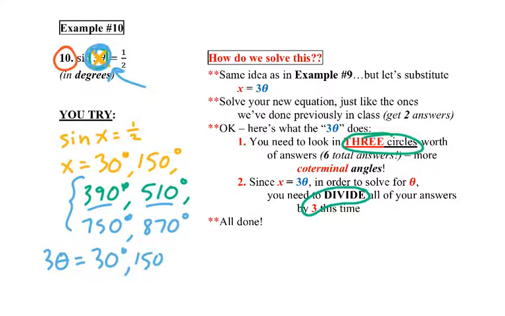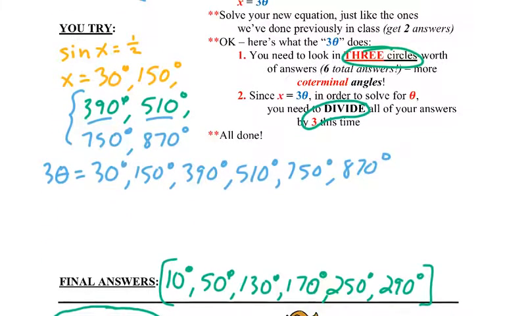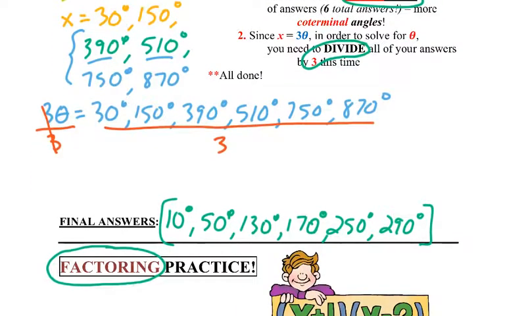Let me write them out for you really quick. And you can see what we're going to probably do in our last step to get theta all by itself, right? Well, if you beat me to it, go for it. Ready? All right, we don't want 3 theta, we want theta. So we're going to divide everything here by 3. The cool thing is, even though you went through 3 circles worth of answers, once you divide everything by 3, do you see that all your answers are in one circle? That's pretty cool. So that's questions 9 and 10.